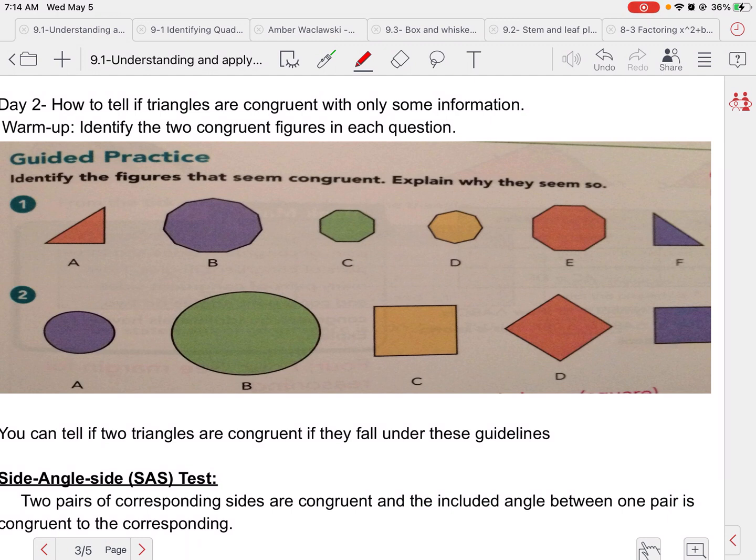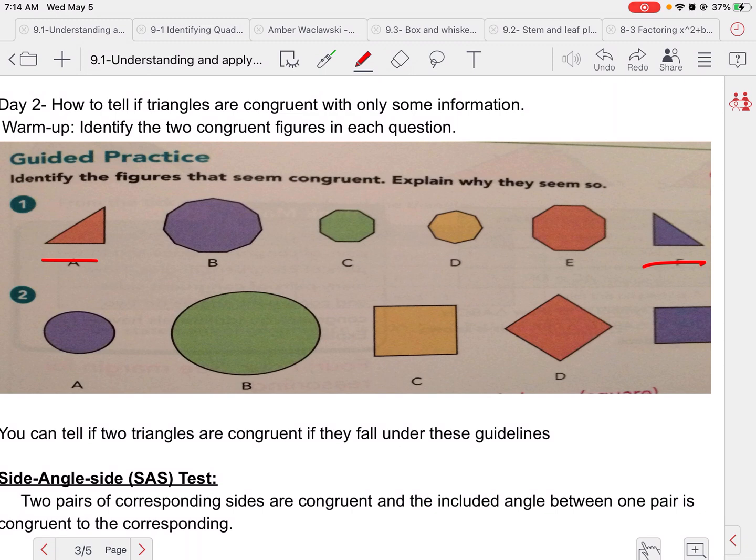So it looks like A and F are congruent. It says the figures that seem congruent, explain why they seem so. They look about the same size, the same shape. These are the same shape, well actually not the purple one. These are the same shape, but they're clearly not the same size. And actually this one and this one are the same shape, but not the same size. This one and this one are the same shape, but again, not the same size. So A and F are the most similar.